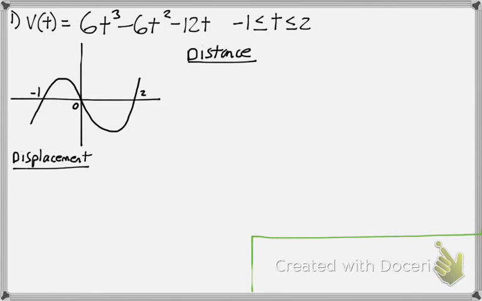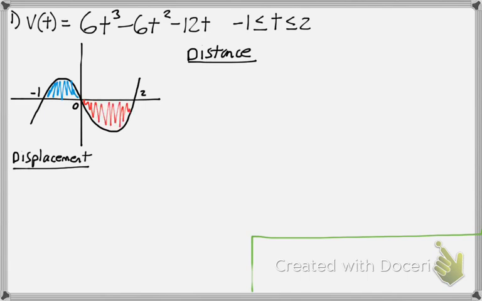Displacement, what that's going to do is area above the axis is going to be positive, area below the axis is negative, and then it adds those up. The integral does this by default, whereas distance, all of the area is considered positive. So in order to figure that out, we're going to actually have to break the integral up to where it's positive and where it's negative. So I'm going to mark this is the positive area, and this is the negative area.